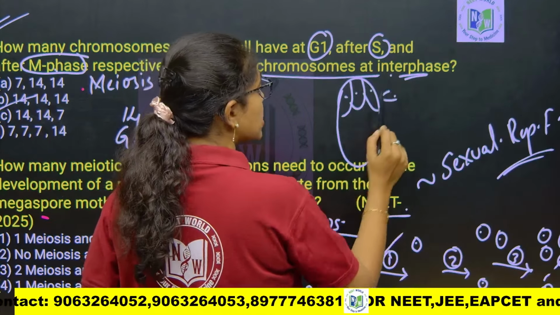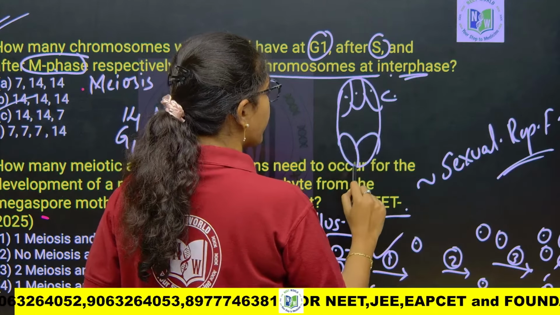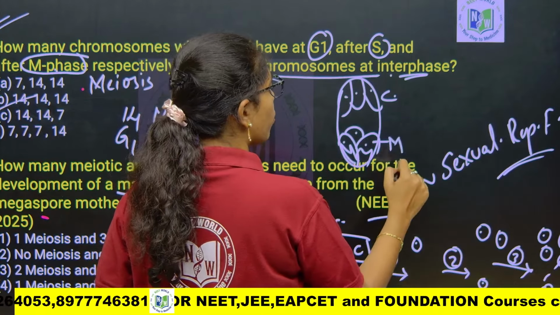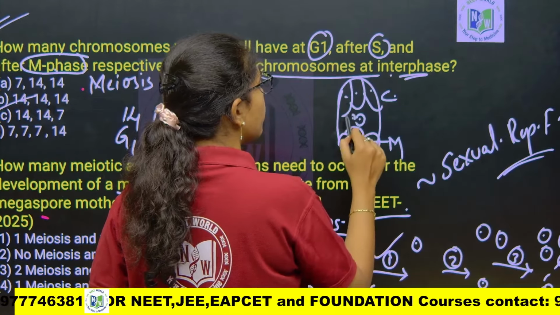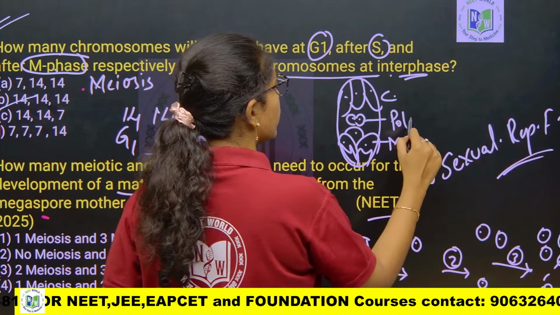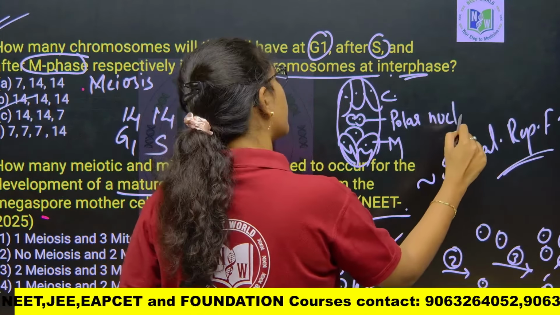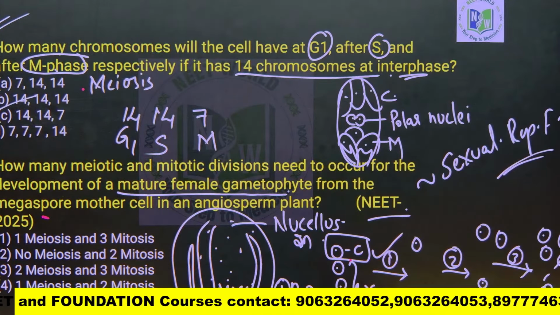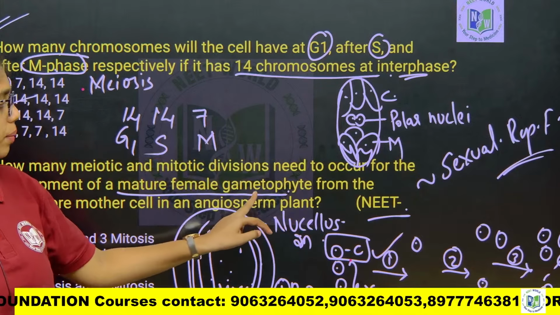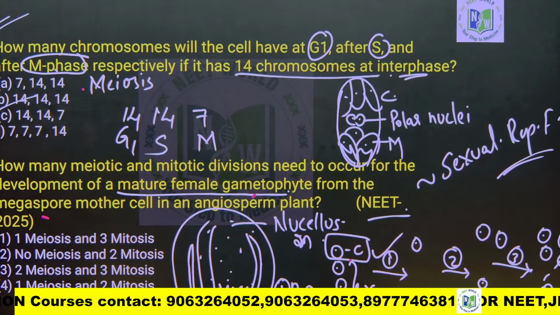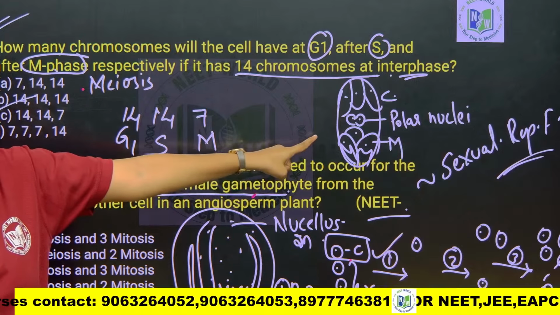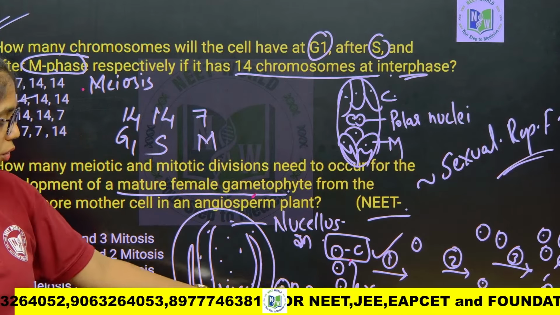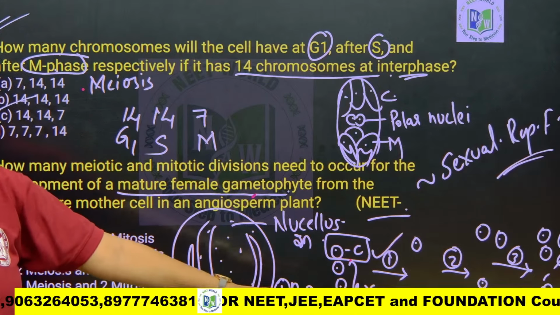3 antipodals at the chalazal end, an egg apparatus with 2 synergids and an egg cell at the micropylar end, and at the center you will have polar nuclei. Very good. Polar nuclei are also called the secondary nucleus. This embryo sac is the female gametophyte of an angiosperm. This female gametophyte is formed from the megaspore mother cell after 1 meiosis and 3 mitotic divisions.